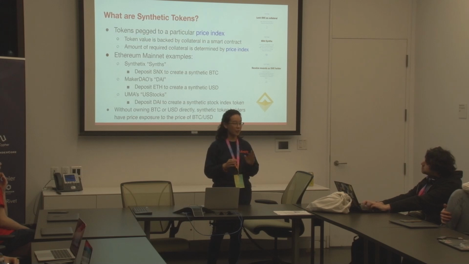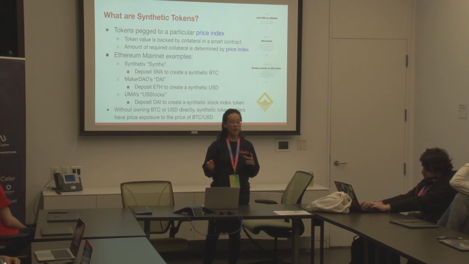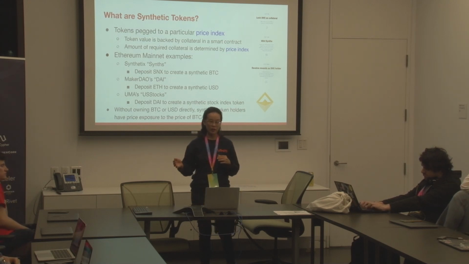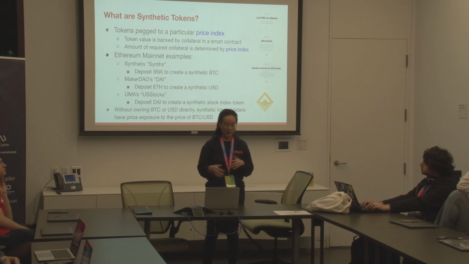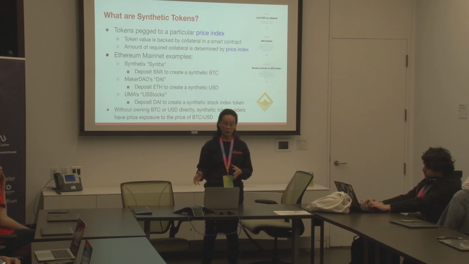Synthetic tokens are really familiar, or should be, hopefully. You can think of them as tokens pegged to a particular price index. So they're a token where the token value is backed by collateral that's in a smart contract, usually over-collateralized. And the amount of required collateral is determined by a price index. And that price index that I've highlighted in blue is really important because that's where the information from the real world is being transported onto the blockchain.